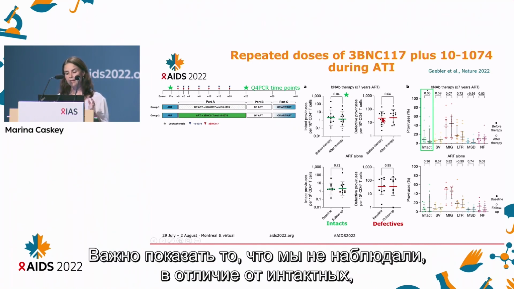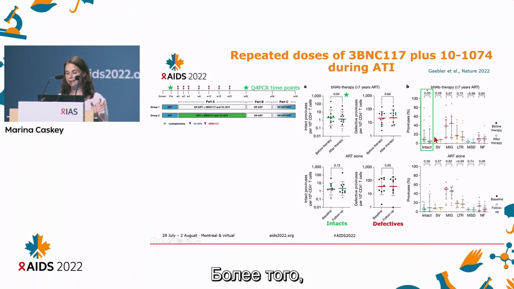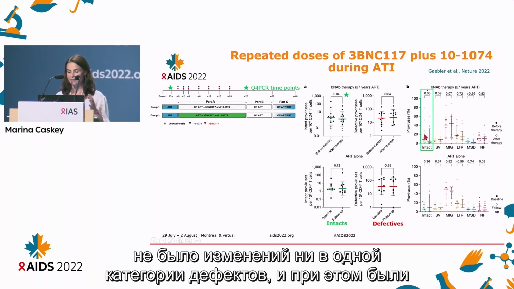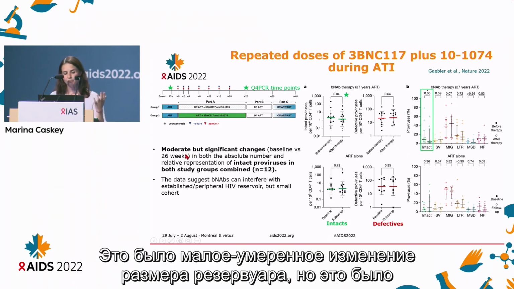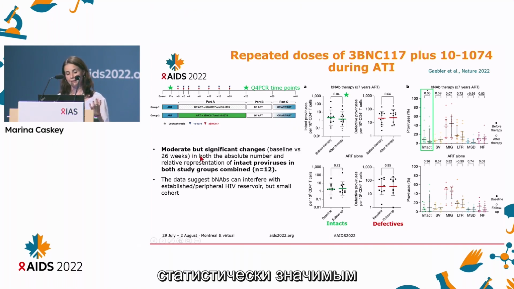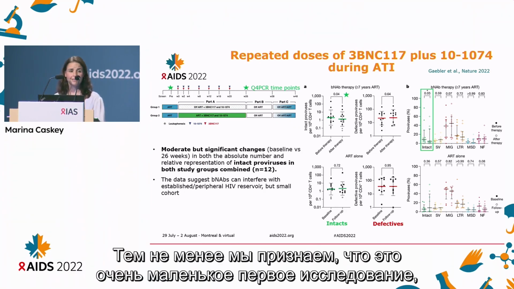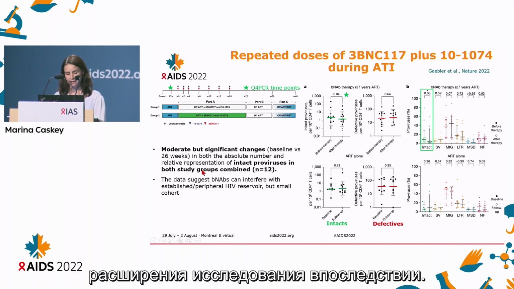And then what's important to show is that we did not see, in contrast to intacts, any changes in defectives. Moreover, if we look at the types of sequences that one could obtain, the different types of defectives, there was no change in any of the categories of different defectives, whereas there was a significant change in the intacts in the individuals that received the antibodies. So this was a small to moderate change in the size of the reservoir, but it was statistically significant in the individuals that received the antibodies. And then we combined both the groups that received antibodies under suppressive ART or antibodies alone. However, we recognize that this is a very small first study, and we hope to be able to expand on this in future studies.